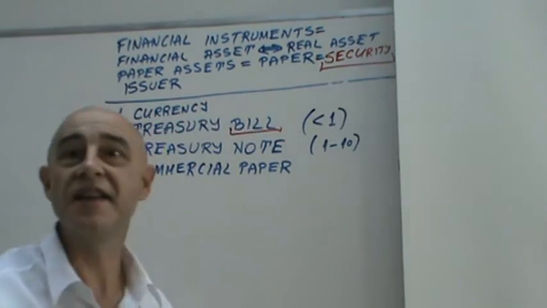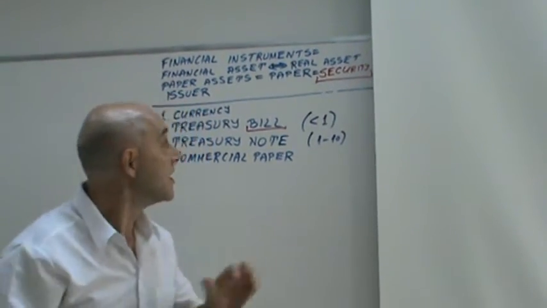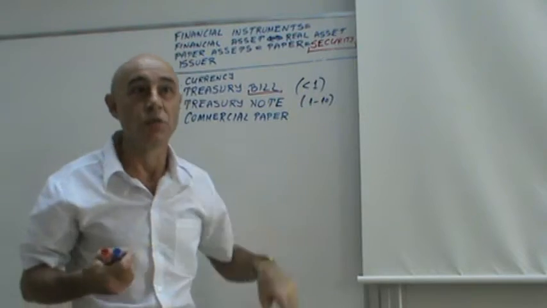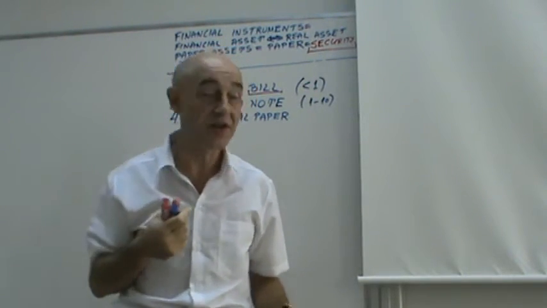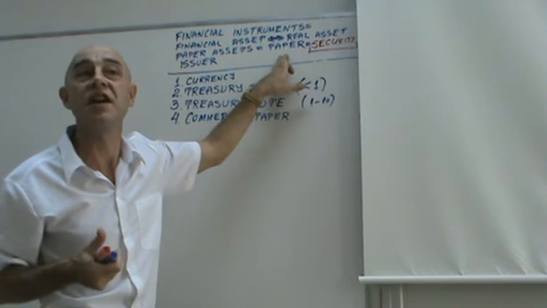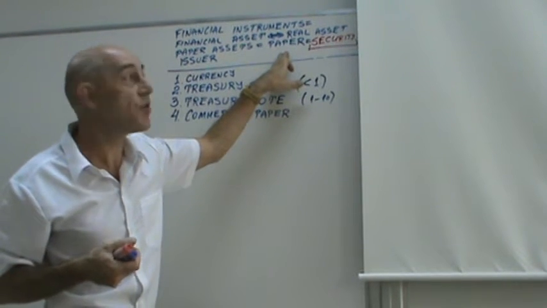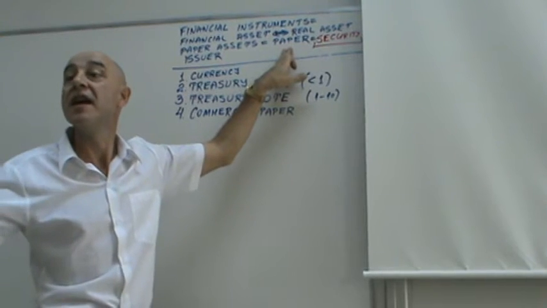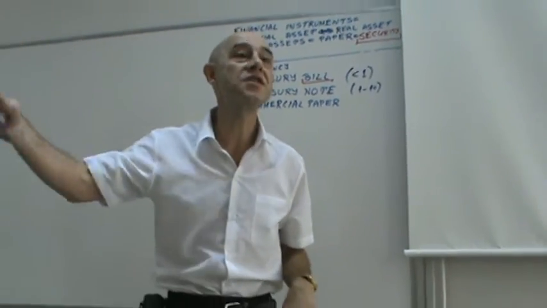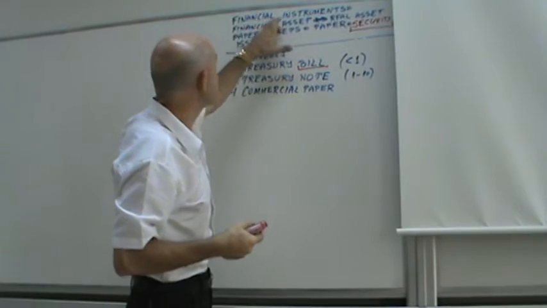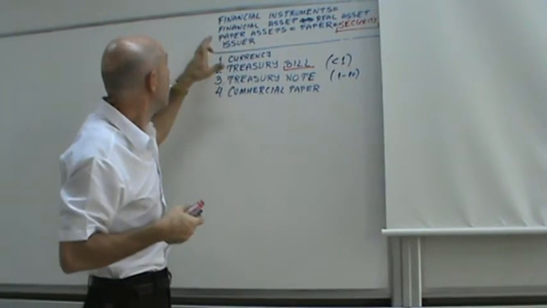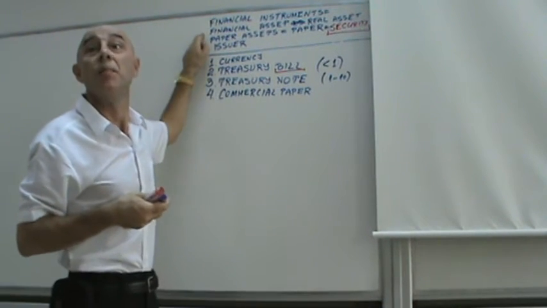Now, let's explain the word security. Back in the old days, everybody understood, when they still used their brains and observations, that paper assets were risky. A paper asset is a claim on somebody else, which means it is someone else's promise. A financial instrument is simply a promise by someone else to pay. It is as good as a promise.